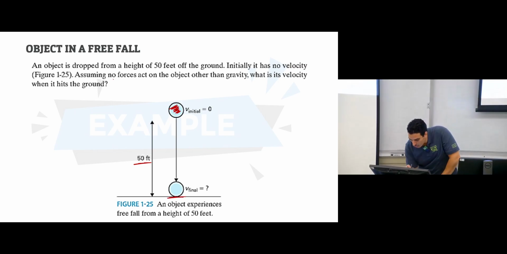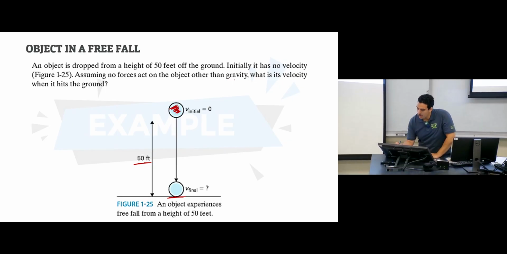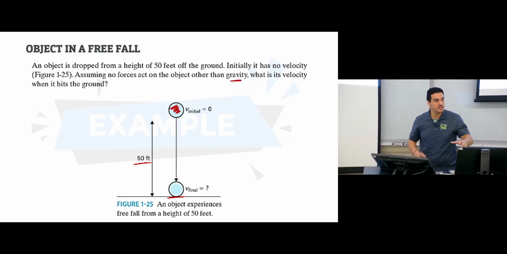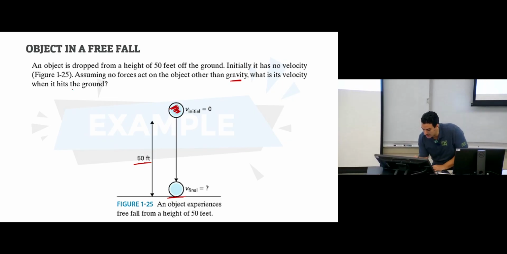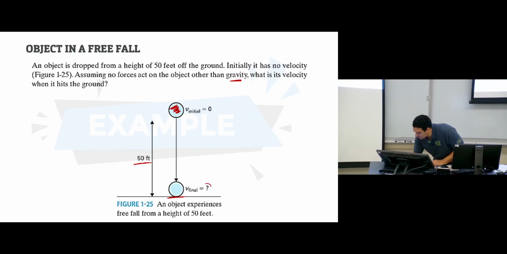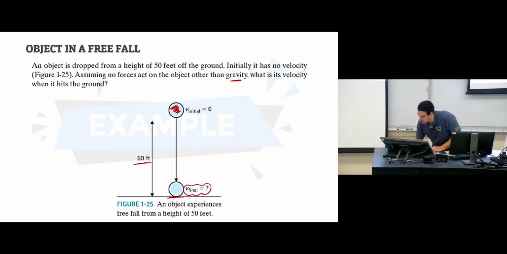We have no forces affecting this object other than gravity, so this body is moving only under the effect of gravity. What is the velocity it has when it hits the ground? What will be the final value of the velocity when it hits the ground?